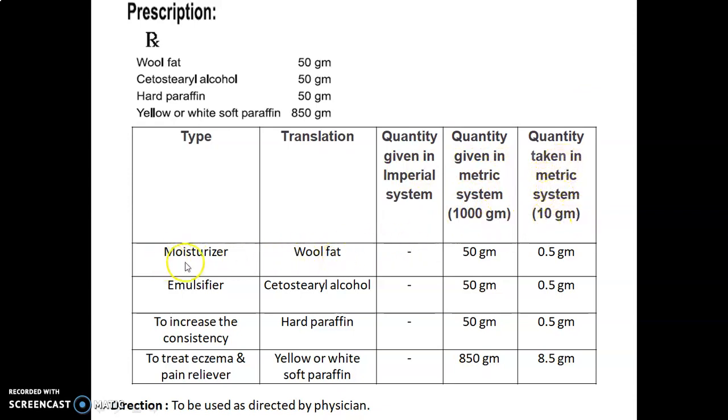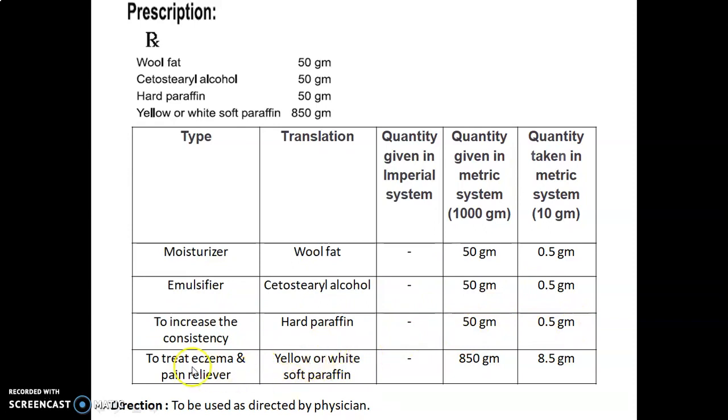First of all, wool fat is used as a moisturizer. Quantity given is 50 grams, so the taken quantity, calculated with the help of the factor, is 0.5 gram. Cetosteryl alcohol is used as an emulsifier. Quantity given is 50 grams, so the taken quantity should be 0.5 gram. Hard paraffin is used to increase the consistency. Quantity given is 50 grams, so the taken quantity should be 0.5 gram.